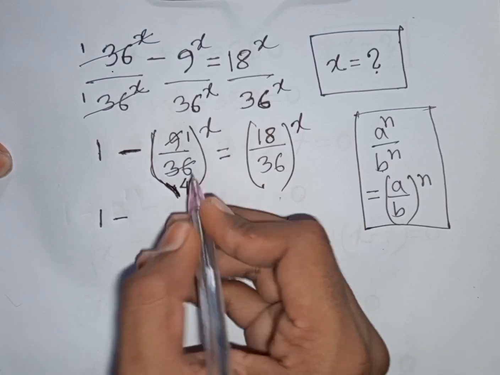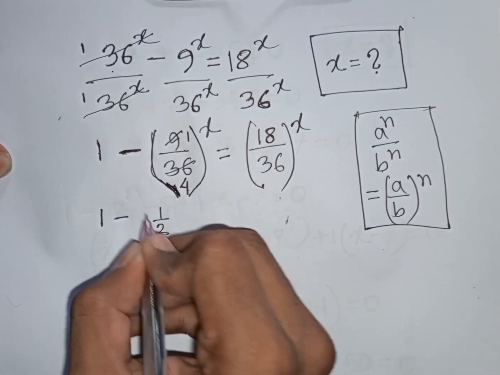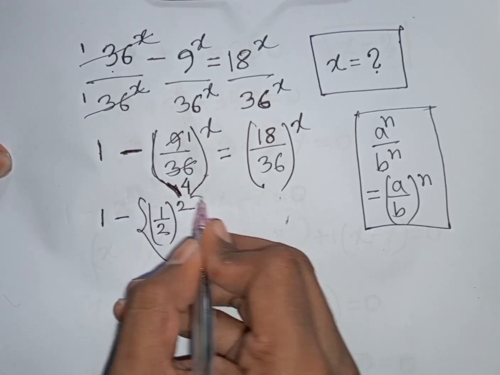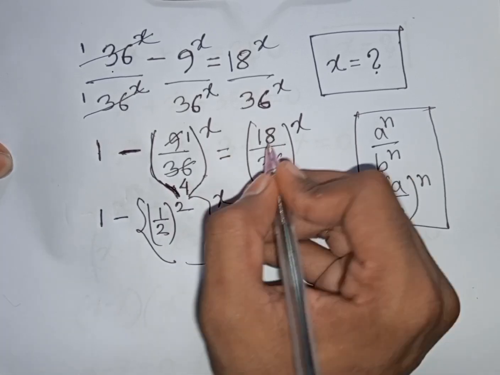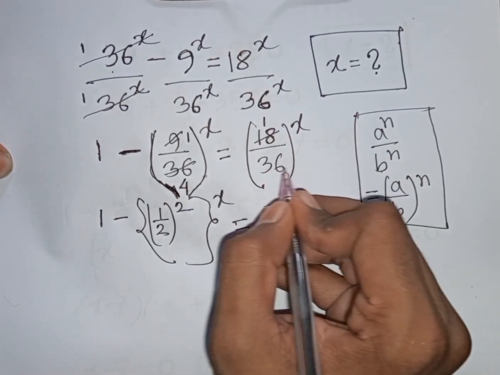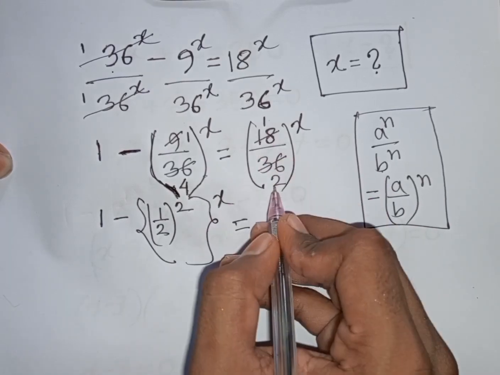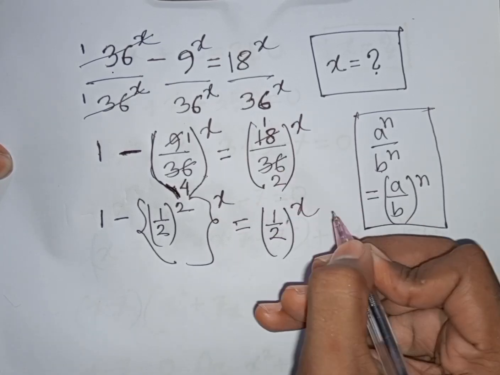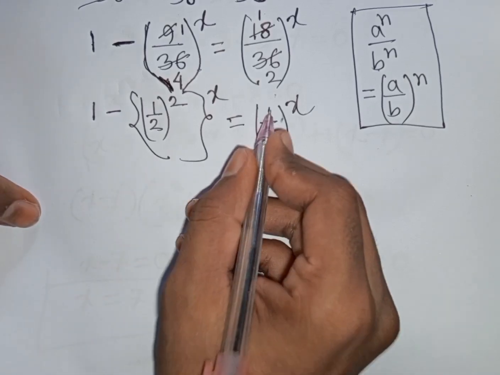Now here 1 over 4 is the same as (1/2)^2. Then this first bracket can be written as (1/2)^2, then power of x is equal to 18 divided by 18, that means 1, over 36 divided by 18, that means 2. So here (1/2)^x. Now I can write here (1/2)^x.